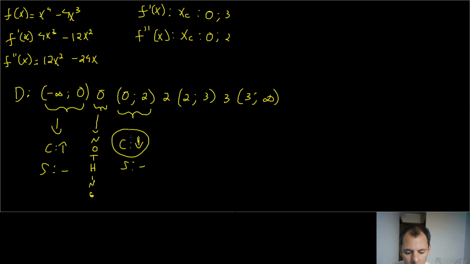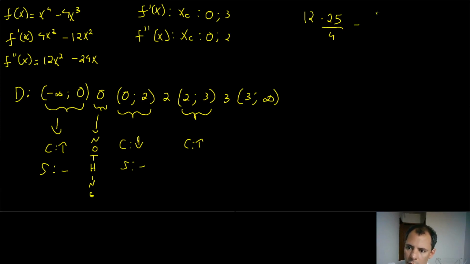If this is the concavity down, this thing here has to have a concavity up, according to theory. But let's see if it does have a concavity up. Let's put, for example, 2.5 in the second derivative here. So 12 times 2.5, which is 5 over 2, so it's going to be 25 divided by 4. Okay, it's 5 over 2 squared, so 25 divided by 4, minus 24 times 5 divided by 2.